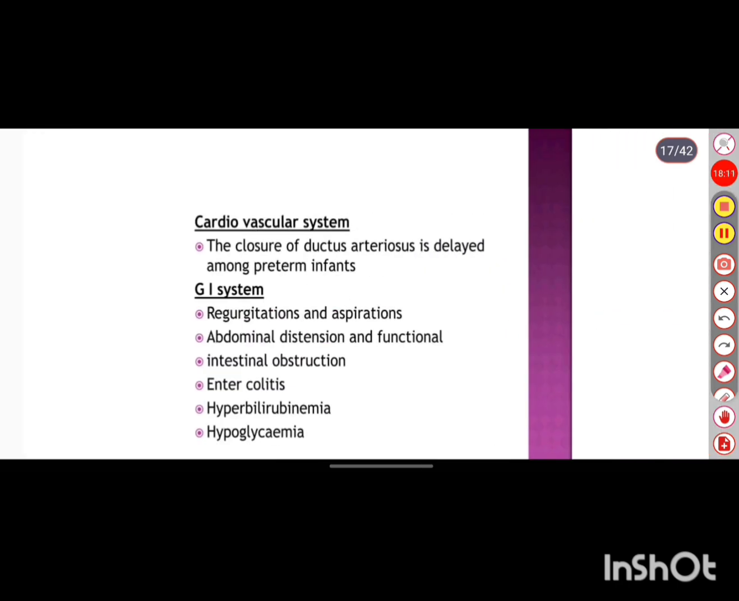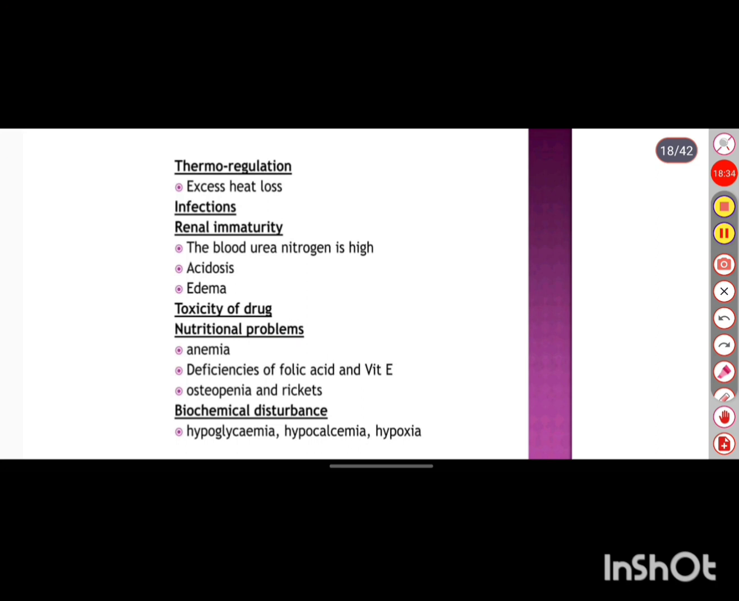Cardiovascular system, the closure of the ductus arteriosus is delayed. In the GI system, they are more prone to regurgitations, abdominal distension, and intestinal obstruction is more common. They'll have a high incidence of enterocolitis, and hyperbilirubinemia and hypoglycemia. In thermoregulation, they'll have an excessive amount of heat loss. They are more prone to getting infections because their renal system is immature. They'll have a high amount of blood urea nitrogen, and they'll also have acidosis and edema.